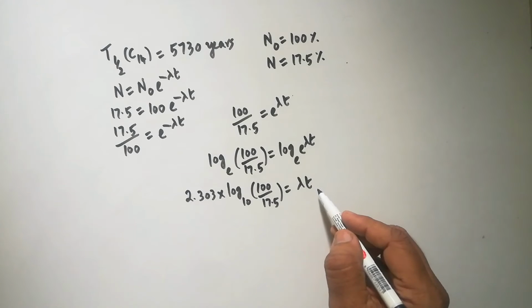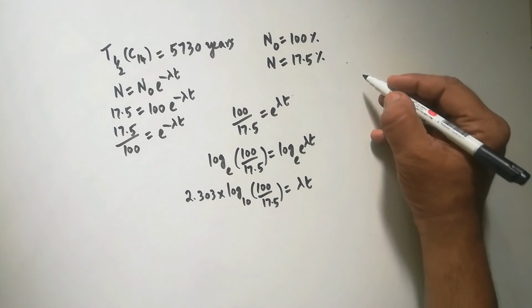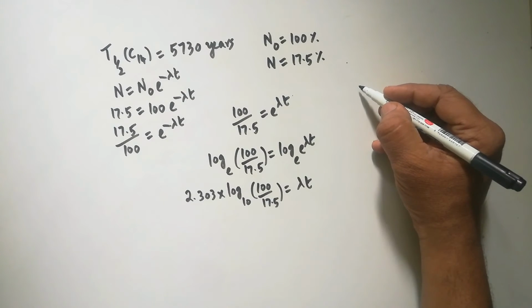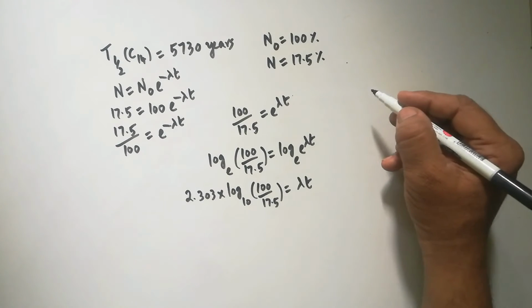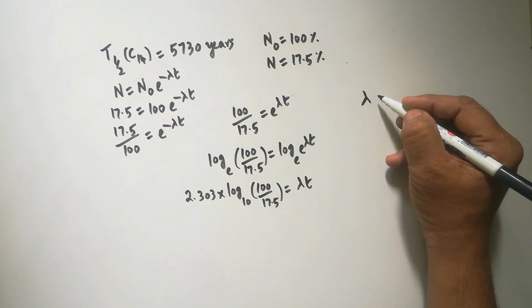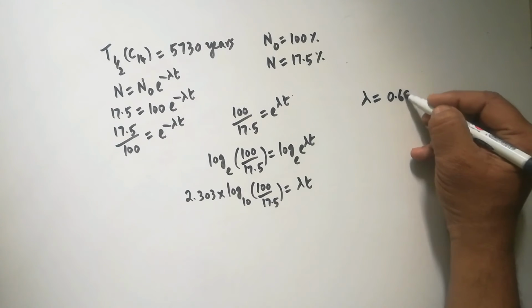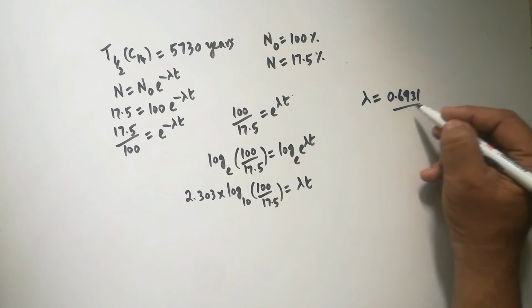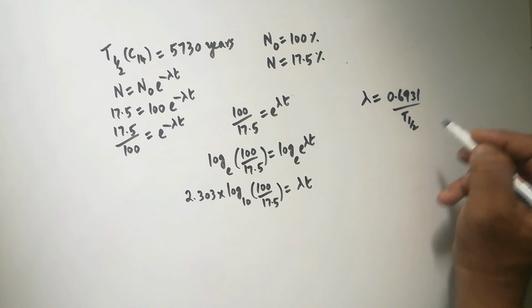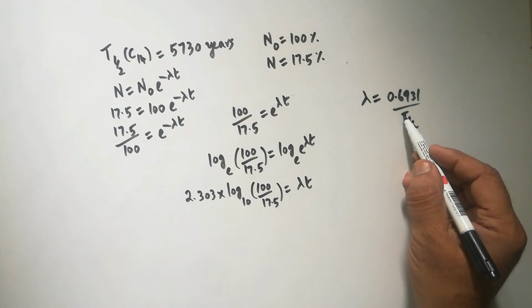First we have to find out the value of lambda. Are you clear? How to find out the lambda value? That can be calculated separately. So I will explain how to calculate lambda. Lambda is equal to, the formula is 0.6931 divided by T half. So this is the formula. Are you clear? Here this formula must be substituted.